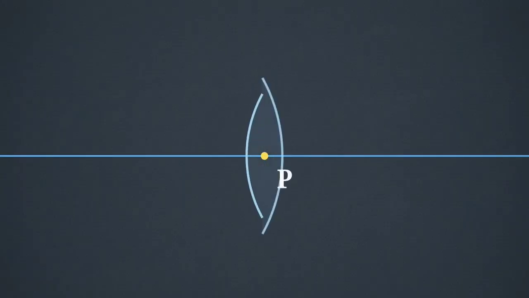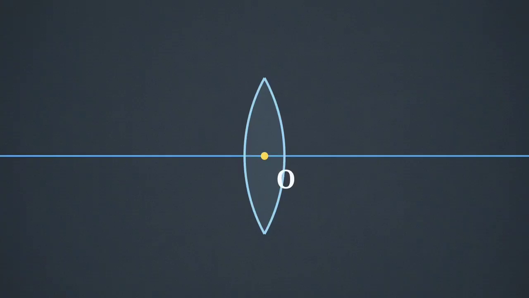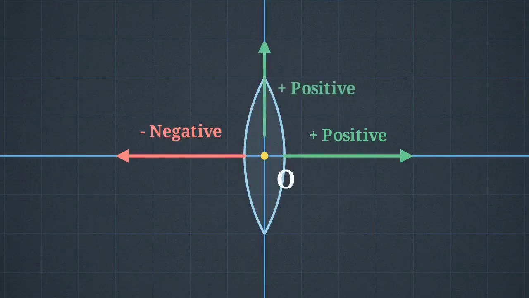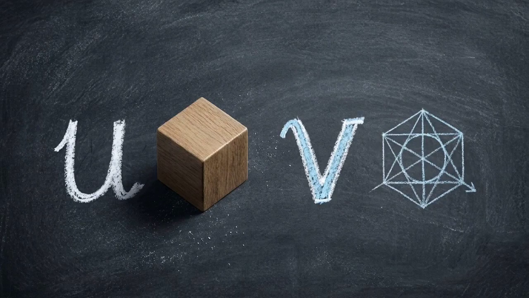For a lens, this 0 point shifts inside to the optical center, O. Overlaying a Cartesian grid here, horizontal distances right are positive, left negative, vertically above positive, below negative. This layout shows the standard toolkit of variables we map onto that grid.